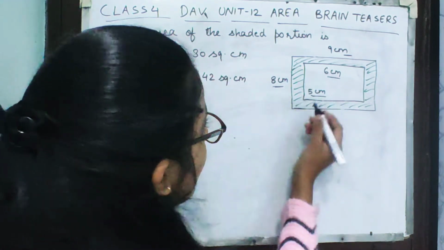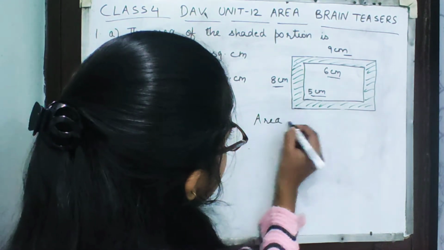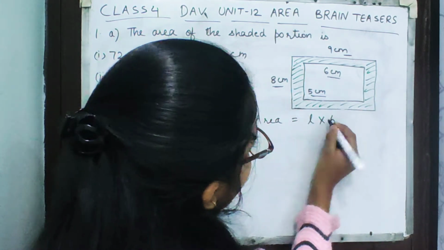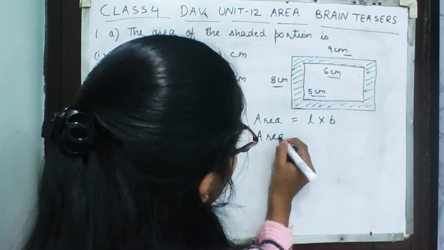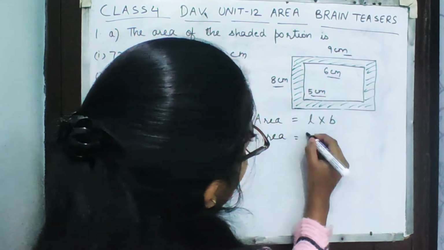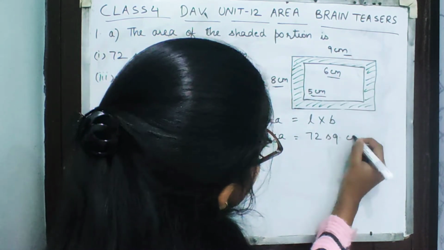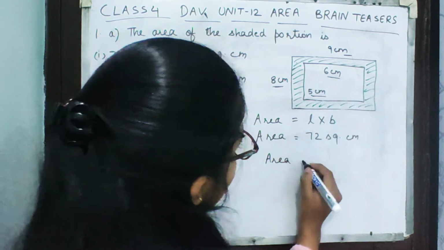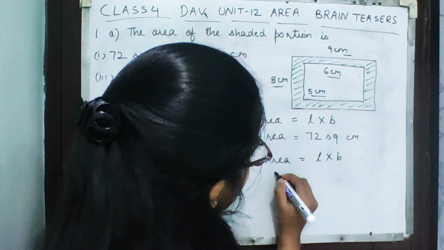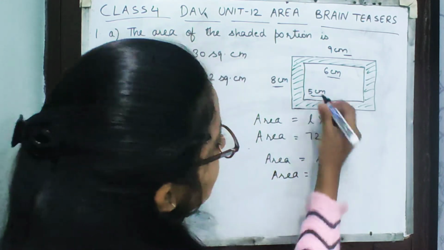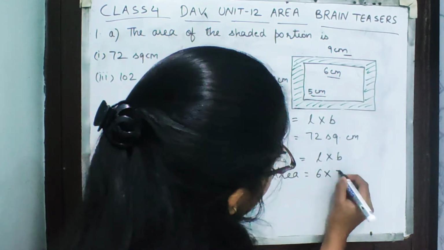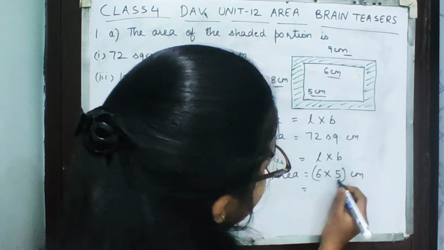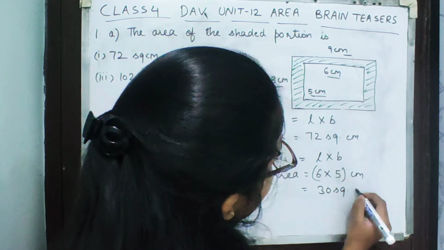So let's start. Let's first find the area. Area of a rectangle is L into B. So area will be 8 into 9, which is 72 square centimeter. Then the area of the inner one, again L into B, so area will be 6 into 5, and in centimeter, 6 5s are 30 square centimeter.